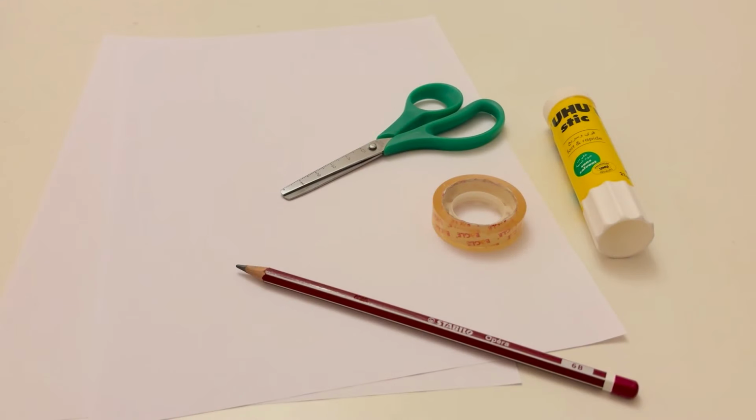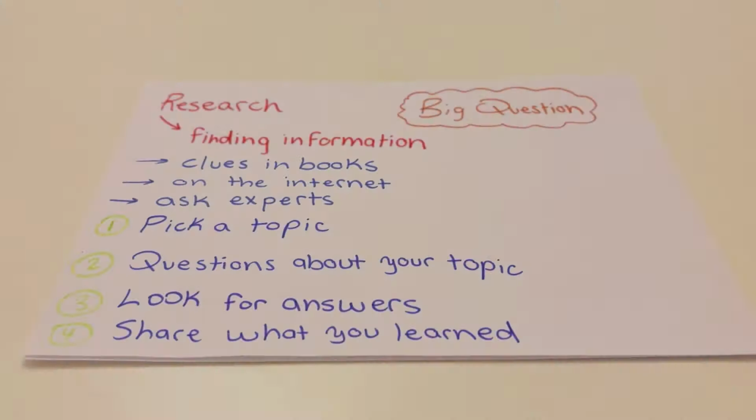Before we get started on our activity, let's gather our materials. So what you're going to be needing for this simple writing lesson will be glue or tape, a pencil, a pair of scissors, and some blank paper. So first, let's learn what research is all about.